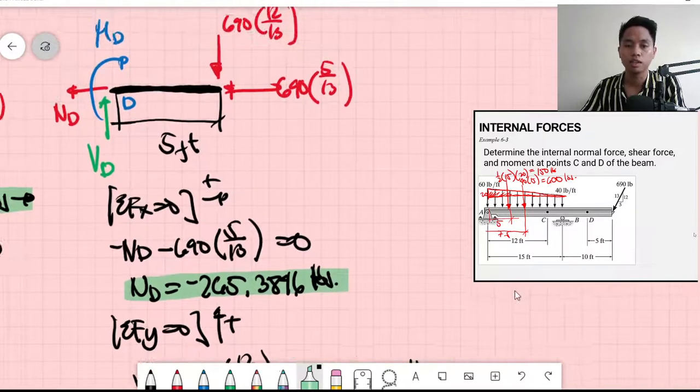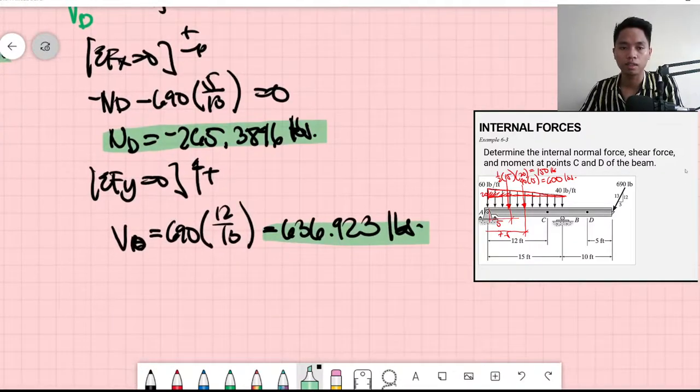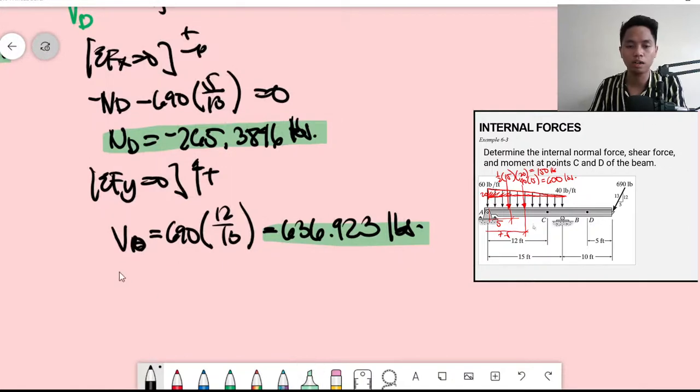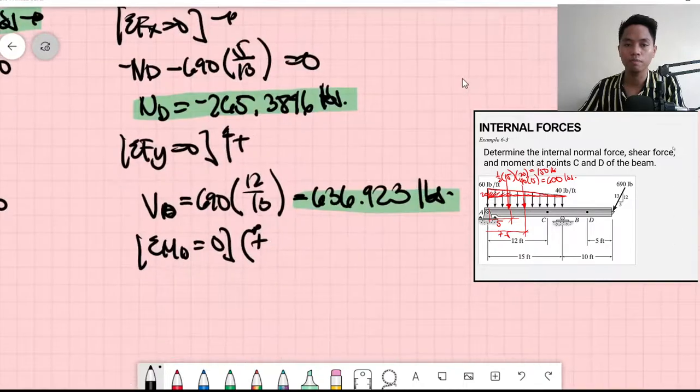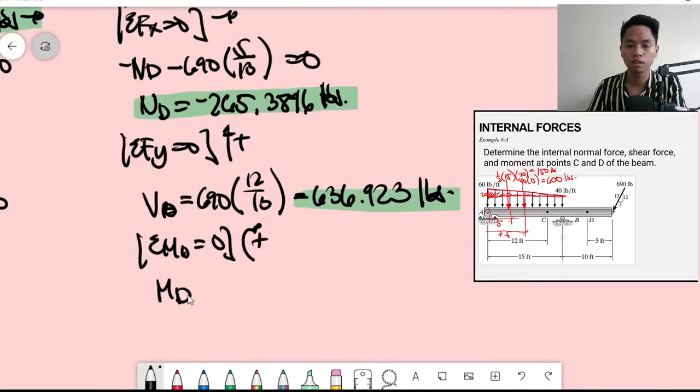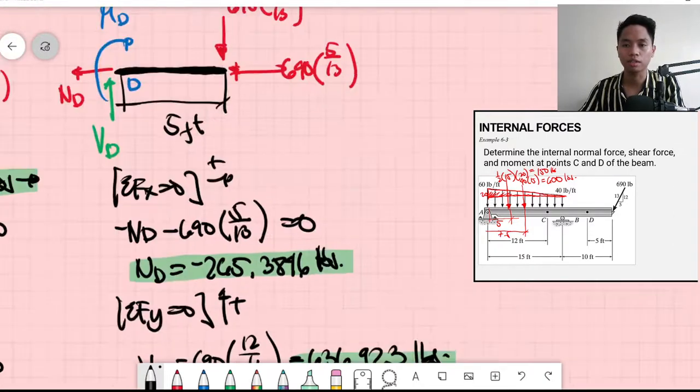That is our shear at D. Now, lastly, what is the moment at D? Internal moment. So, let's take the summation of moments at D. Clockwise moments are positive. So, we have no other clockwise moment there. That is only your MD. MD, then what is the other one?